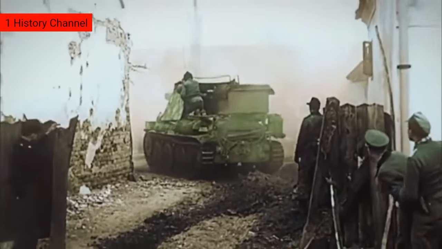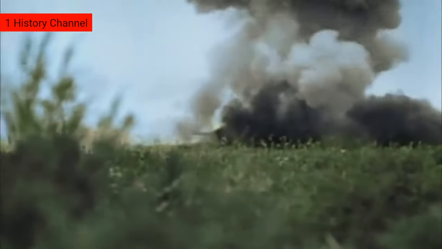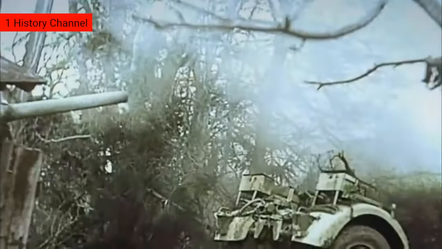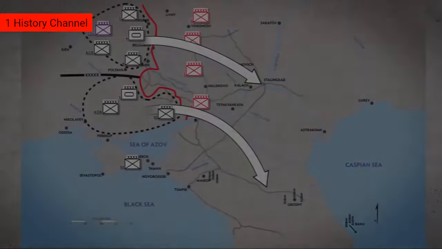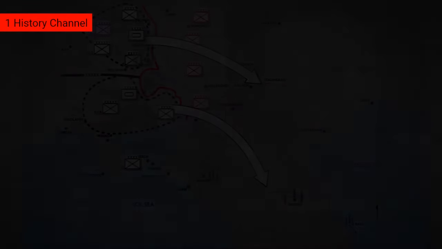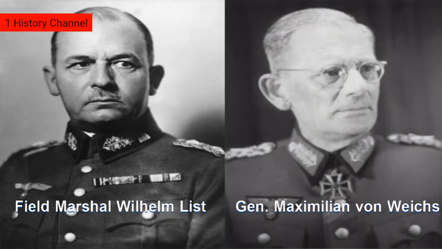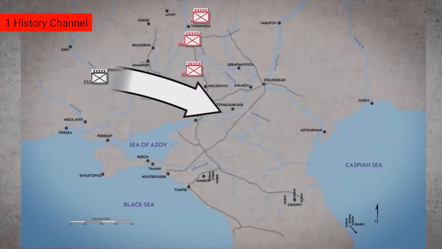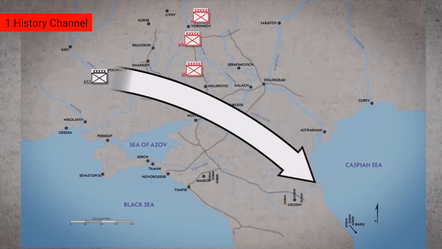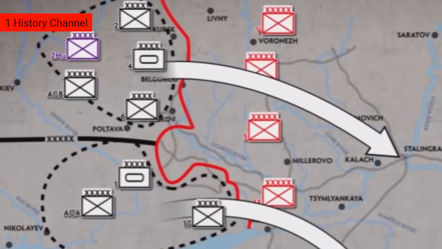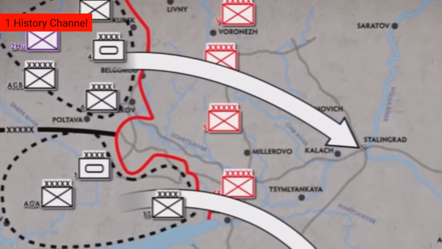The primary goal of Operation Blue was to secure the oil resources in the Caucasus region, which were crucial for the German war effort. The operation involved two army groups, Army Group A and Army Group B, which were led by Field Marshal Wilhelm List and General Maximilian von Weichs. Army Group A was responsible for capturing the oil fields, while Army Group B was tasked with protecting the southern flank of the operation and advancing toward the Volga River.